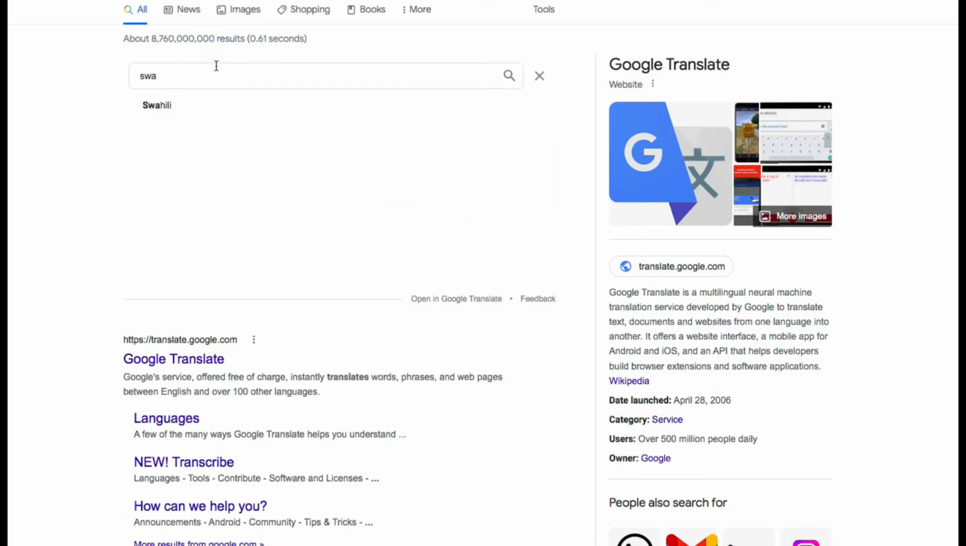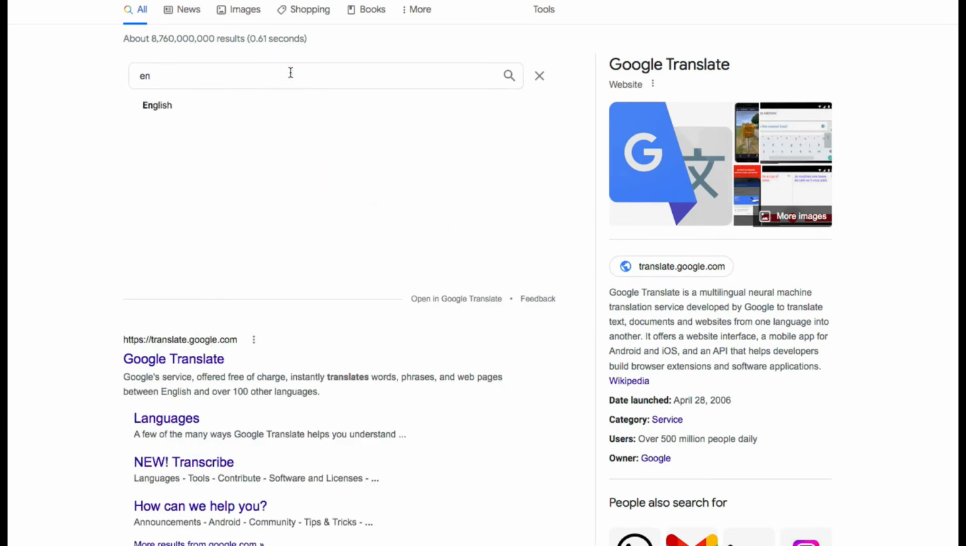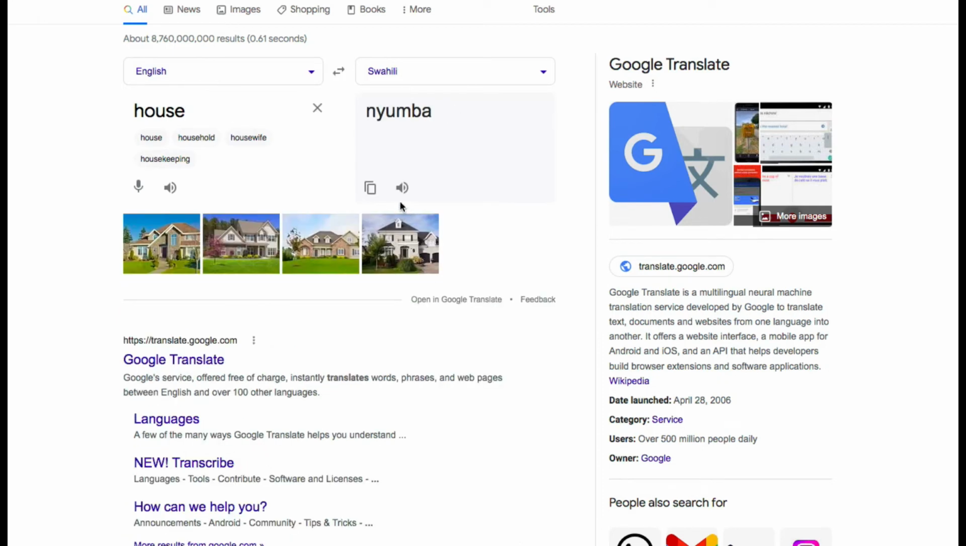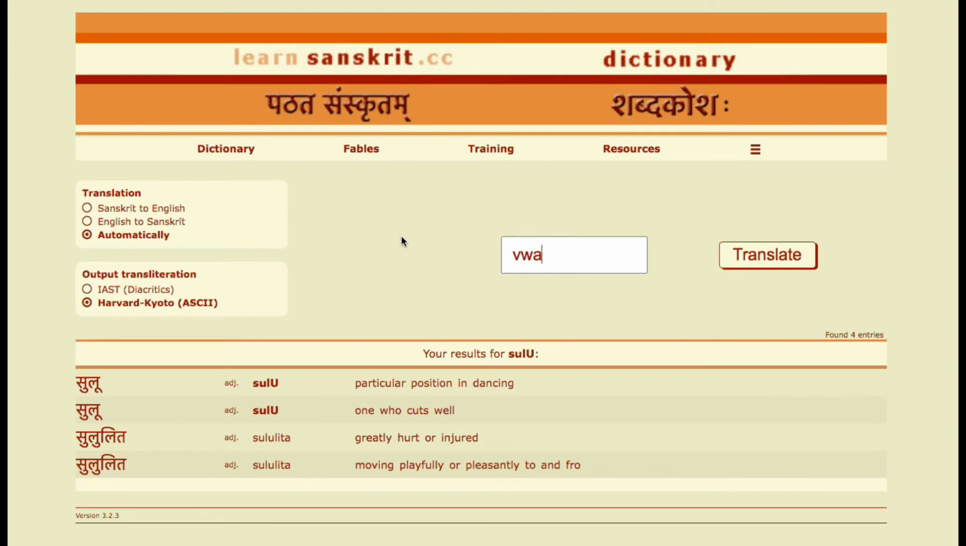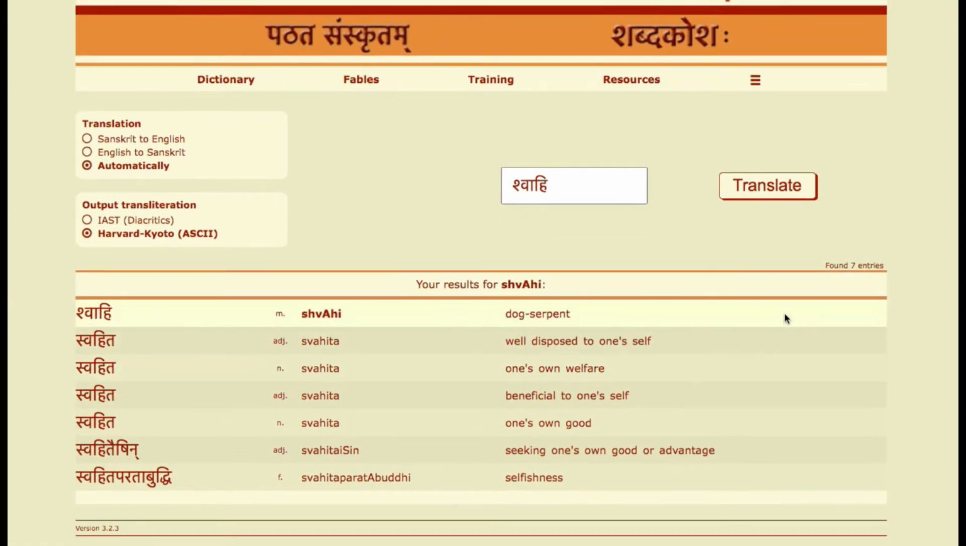Swahili. In Swahili, we have so many words. Yumba. And Swahili is also a Sanskrit root. Swahi: well disposed to oneself, beneficial to oneself, one's own good. It also means dog serpent. So many things going on.